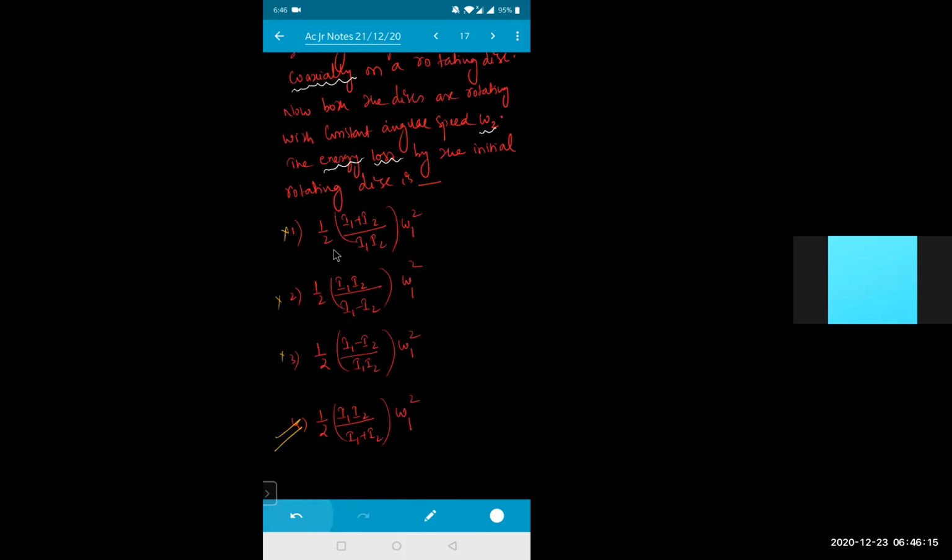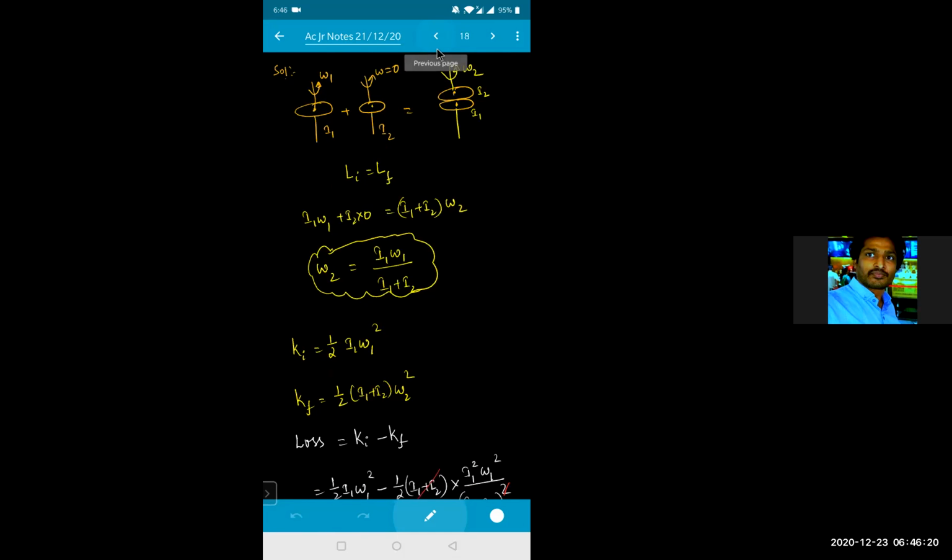Okay, so this is a relation. These are the options which have been given. Let us try to see the conditions better. This is the first situation. The first one is rotating with n. This is a disk. What is the moment of inertia for the disk?